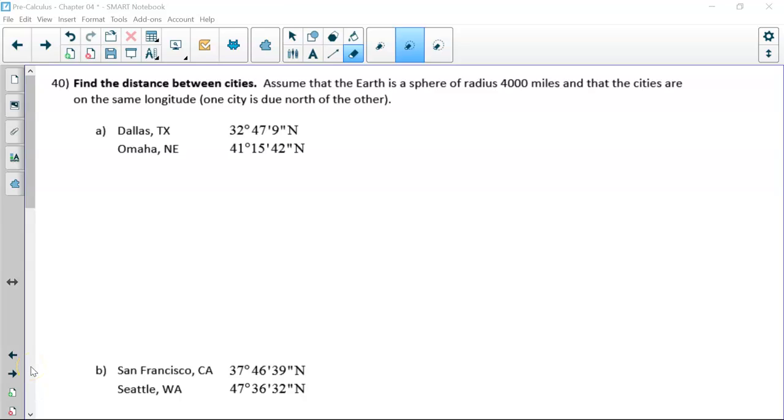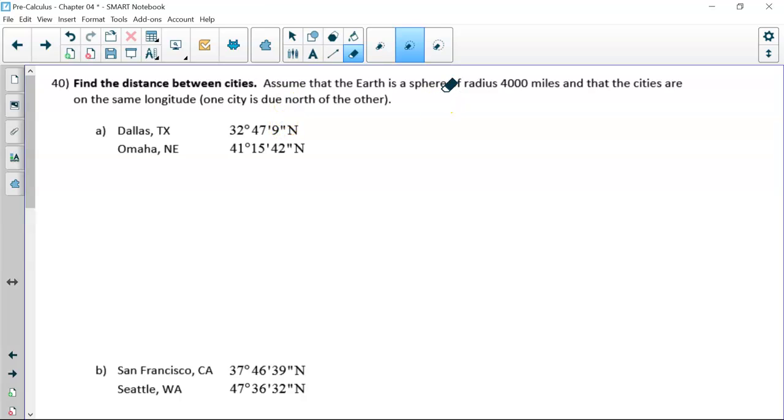Welcome back. We're still in section 4.1, and we're going to be talking about finding the distance between cities. Today we're using what we've learned in the past and adding some new notation. So given the city's coordinates, that's 32 degrees, 47 minutes, and 9 seconds.